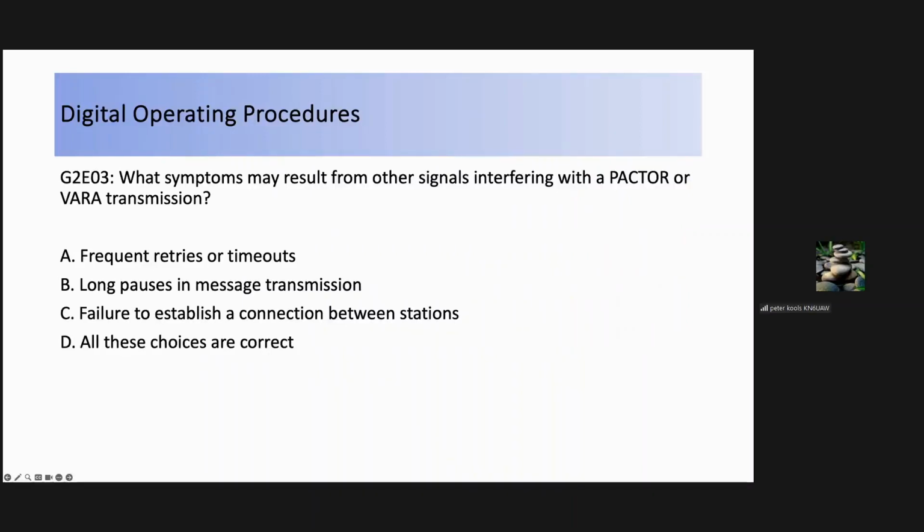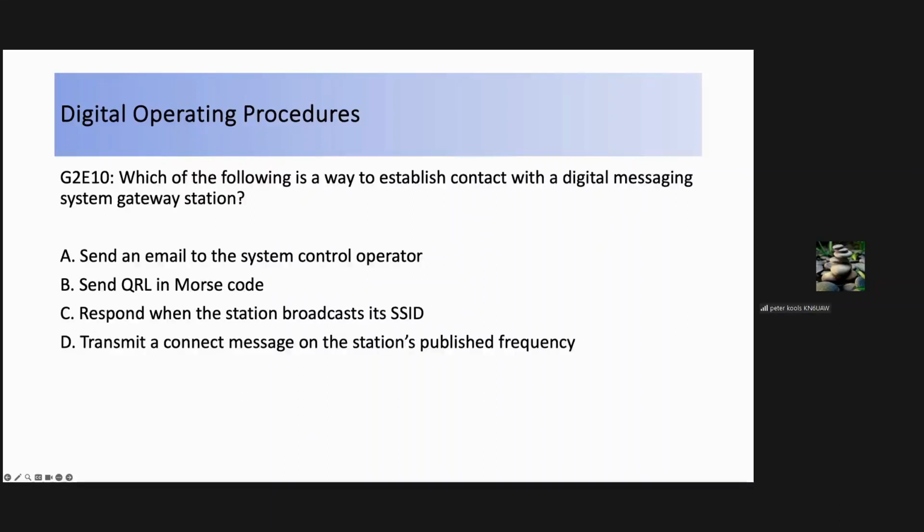What symptoms may result from other signals interfering with a Pactor or Vara transmission? All of these are correct. Frequent retries, long pauses in message transmission, or failure to establish a connection between stations. Which of the following is a way to establish contact with a digital messaging system gateway station? Transmit a connect message on the station's published frequency.